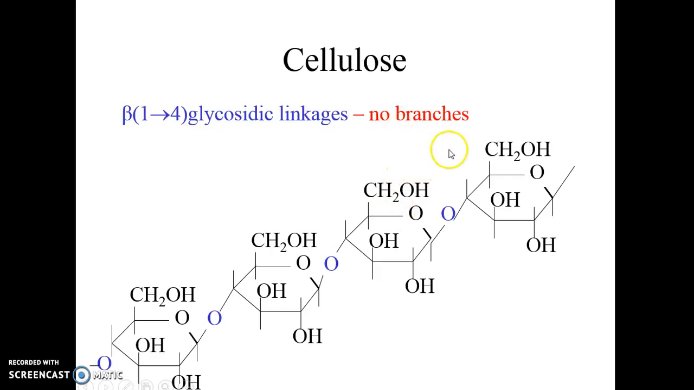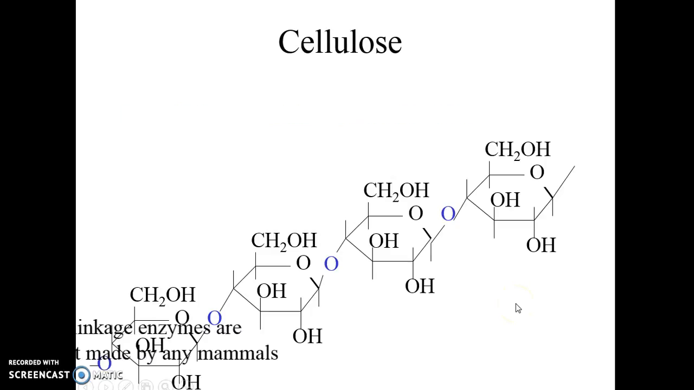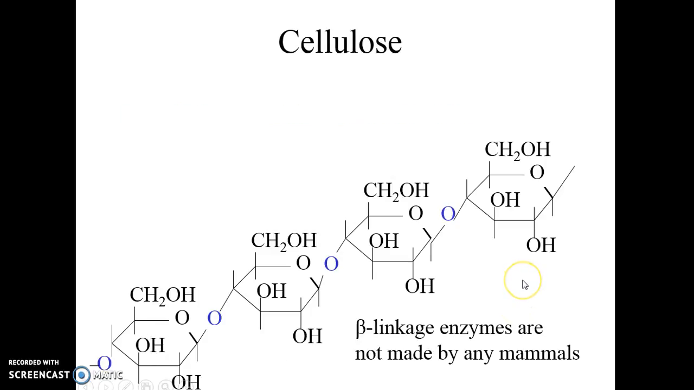There are some animals that have bacteria in their guts that will break down the cellulose into sugar for them to use. Cows and goats are what are called ruminants, and they contain bacteria in their stomachs that allow them to break down cellulose into glucose. The beta linkage enzymes are not made by mammals, but they are made by bacteria that are found both in cow guts and in termite guts.